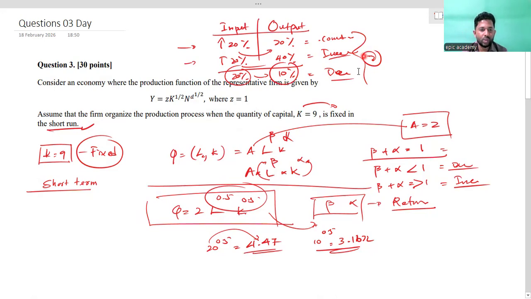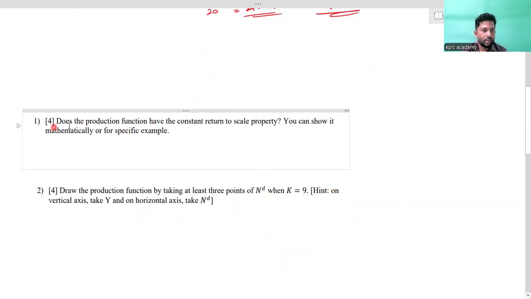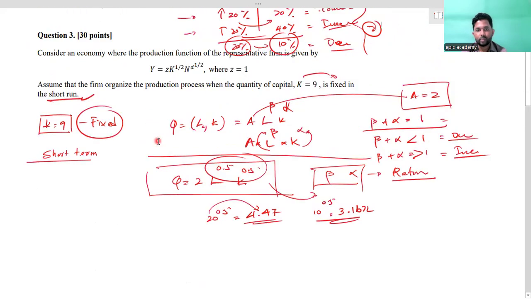Without calculating, you can take the answer for the first question: does the production function have the constant returns to scale property? Can you show it mathematically or with a specific example? If you calculate mathematically, you can get only one answer: that it is constant. How can you prove that? Take values for the capital and labor. For example, in the first case, capital inputs are 4 and labor inputs are 16.